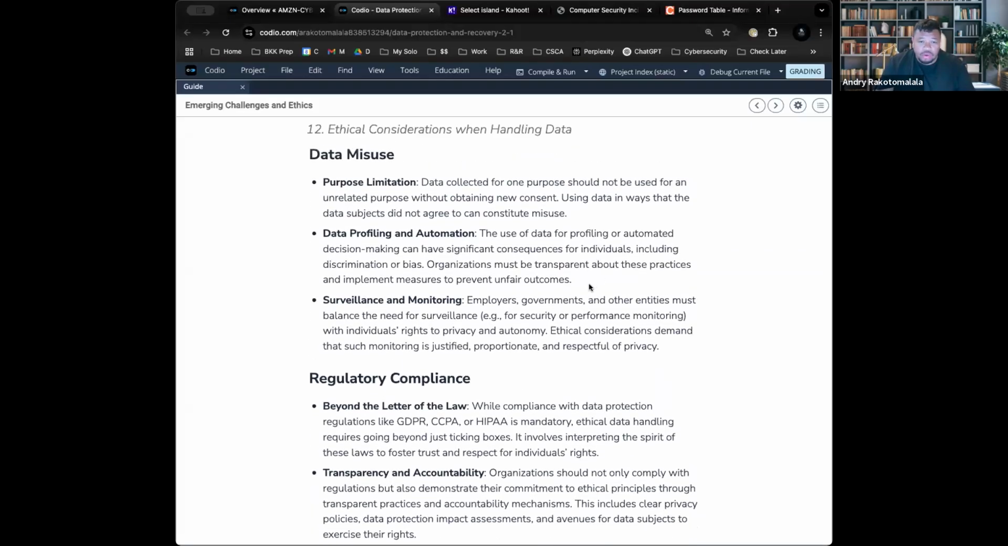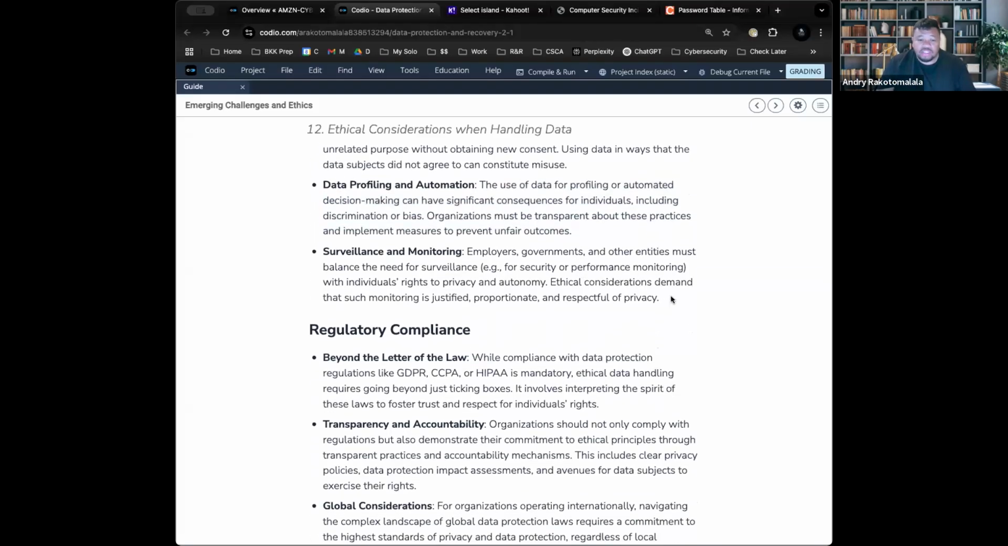So when you are using data to profile individuals, for example, you get a bunch of data and you sell it to advertisers. When you sell it to advertisers, they create a profile of who you are and they target you accordingly. Okay. So businesses have to be transparent with who they're sharing your data with if they're selling it.